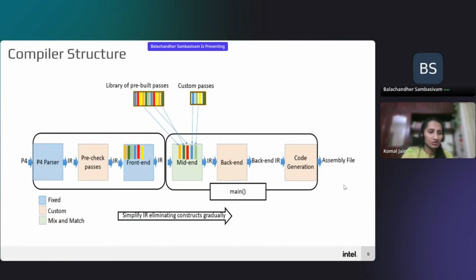Here you can see the fixed components are the blue blocks, which are your front end and the mid end. There is a library of pre-built passes in the open source, and you can also add custom passes according to the architecture requirements. The mix and match of these comprises your mid end, and then you have the back end and the code generation, which results in the output file. Next slide, Bala.